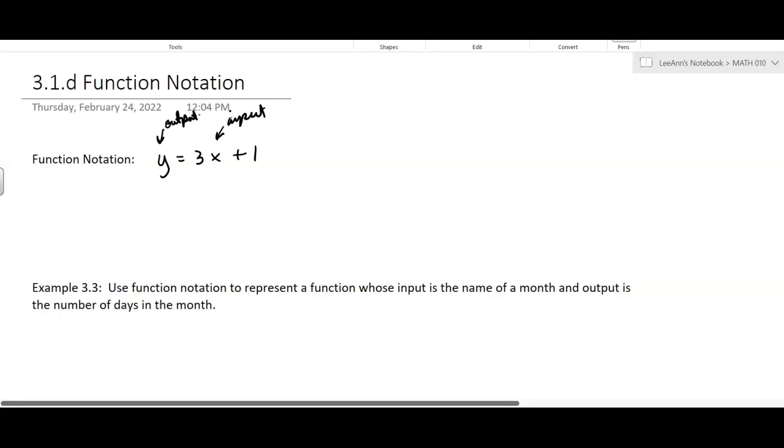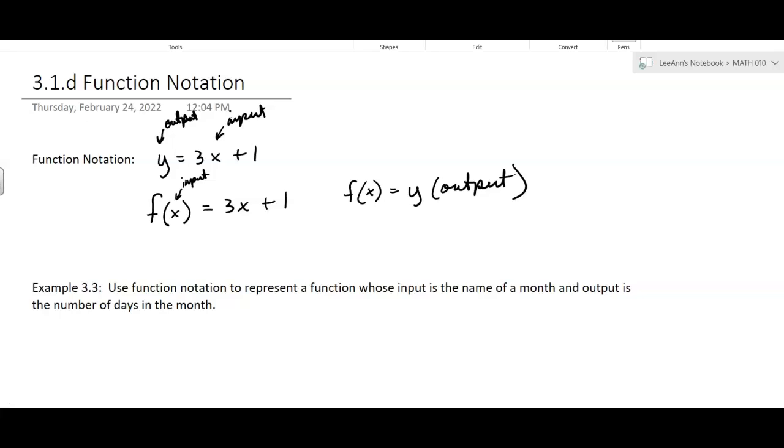To write it in function notation, then we write f of x equals 3x plus 1. This represents the input. And you're going to get out f of x is y, the output. So it's like you're taking the y out and you're replacing it with f of x.